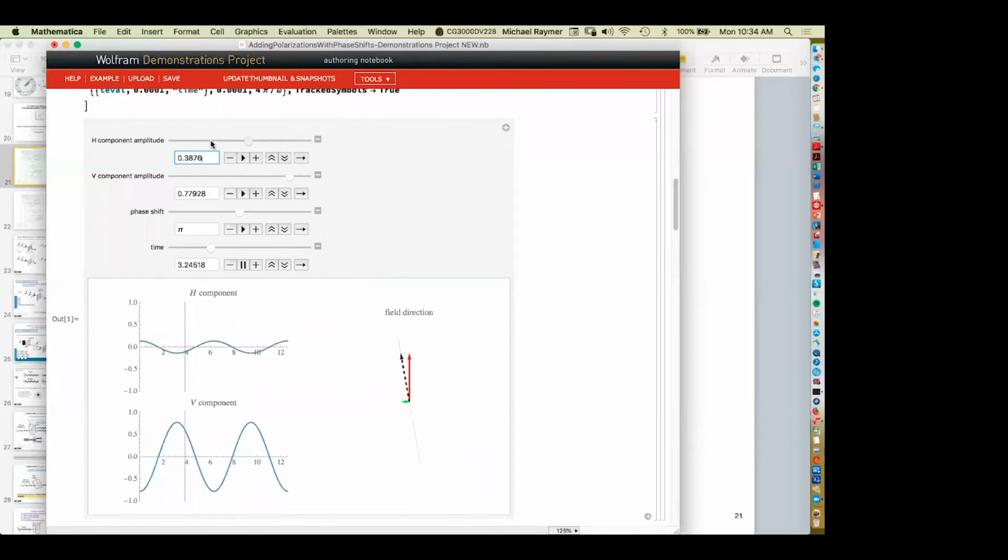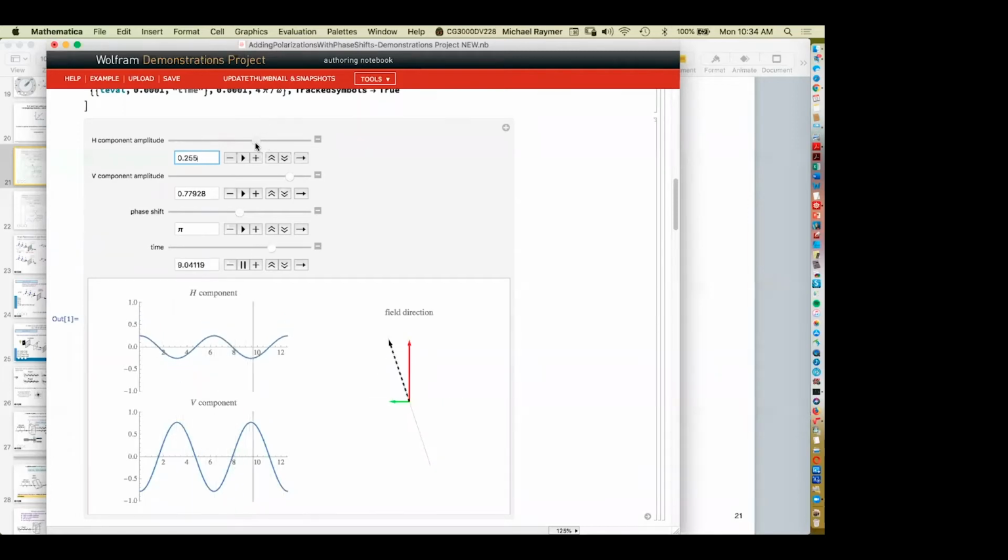Or if I rotate it this way, I can make them in phase. See, now they're in phase, they're oscillating together. So they're adding, both positive, both negative, both positive. And again, when I put them out of phase, you see, when one is positive, the other is negative. So see, positive, negative, negative, positive, etc. And of course, I can go in between as well.